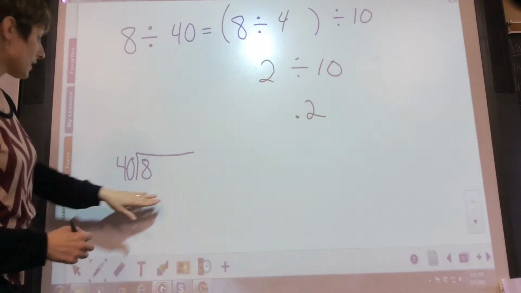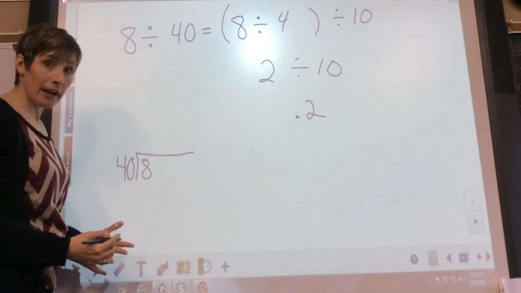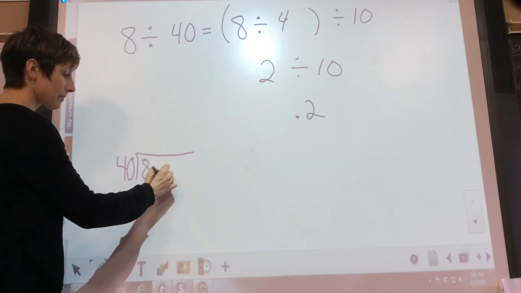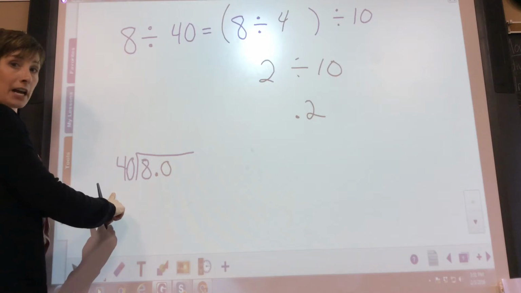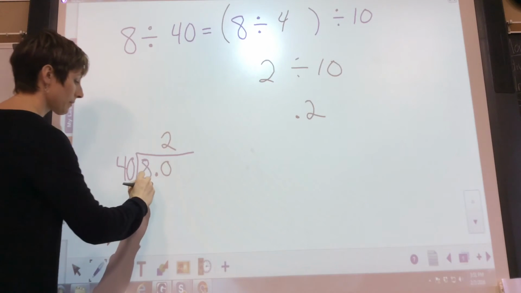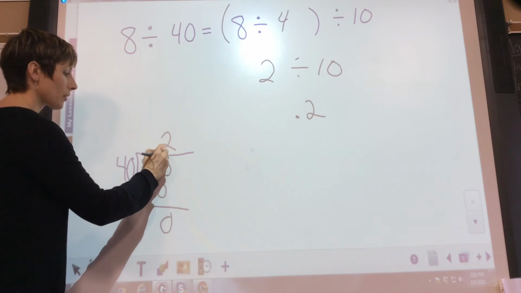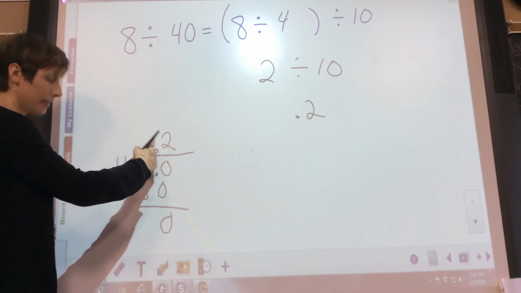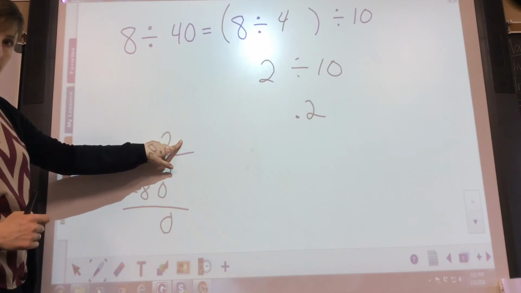Now, how does that look as a division problem? 8 divided by 40. You can't do it, right? Throw down a decimal, add a 0. 80 divided by 40 would be 2. 2 times 40 is 80. And then throw your decimal straight up. 8 divided by 40 is 2 tenths.